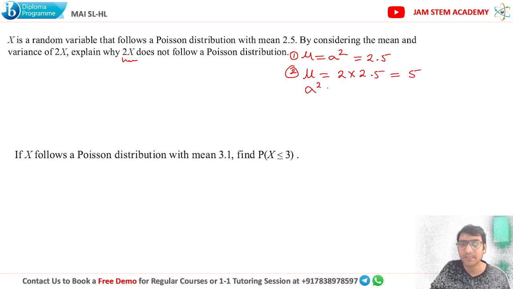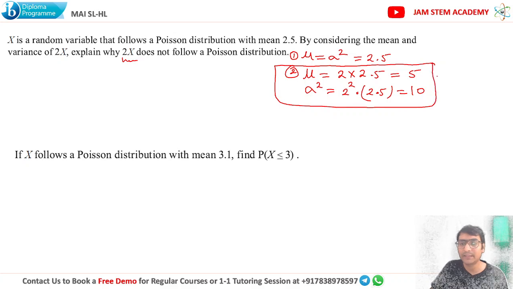But sigma squared will change by what? 2 squared times 2.5. What is that? 10. So can you see? For our new random variable 2X, these two are not the same. So the Poisson distribution cannot be applied here. That's the reason, because mu becomes a times the old mu. So in this case, we cannot apply the Poisson distribution because the mean and the variance are not the same.